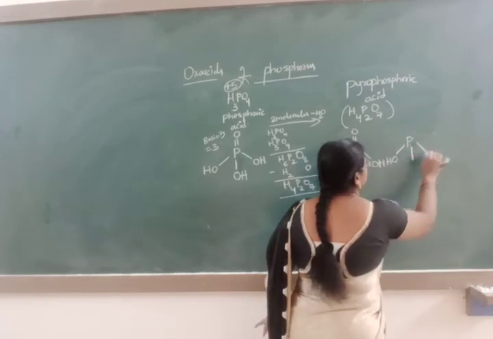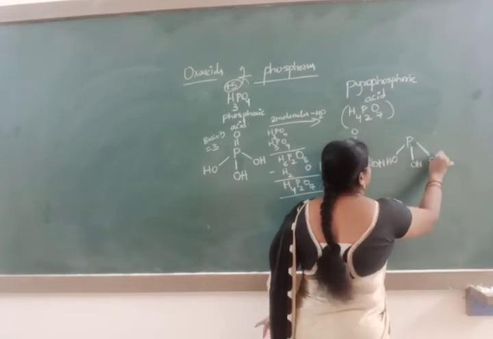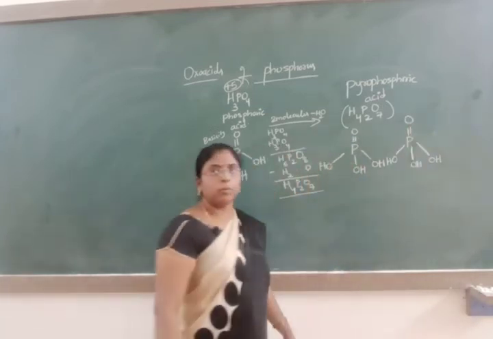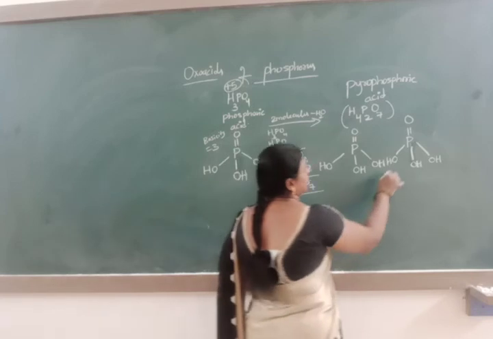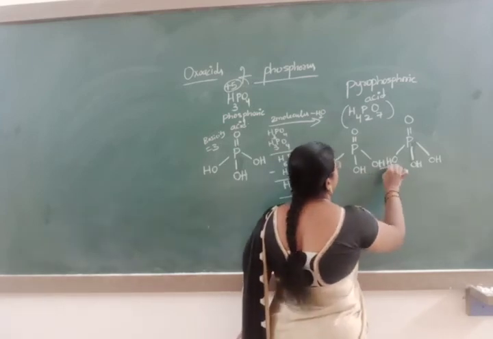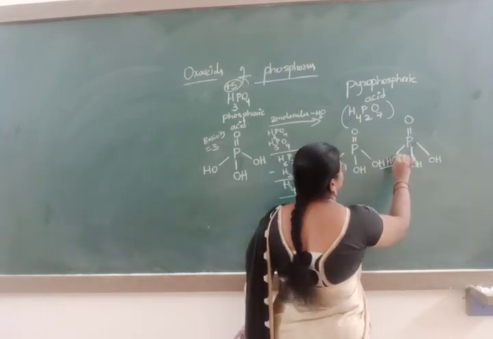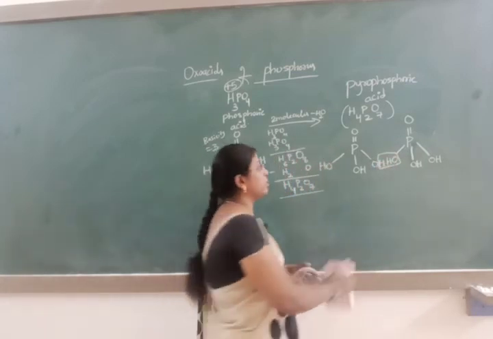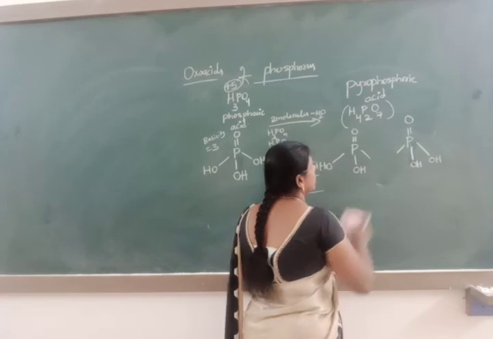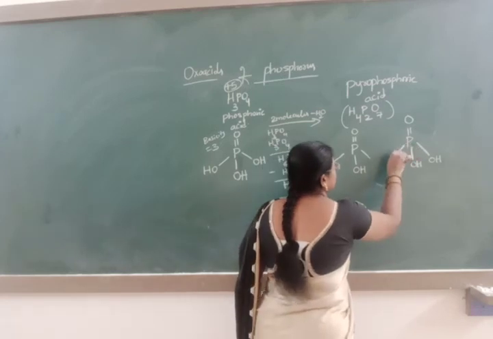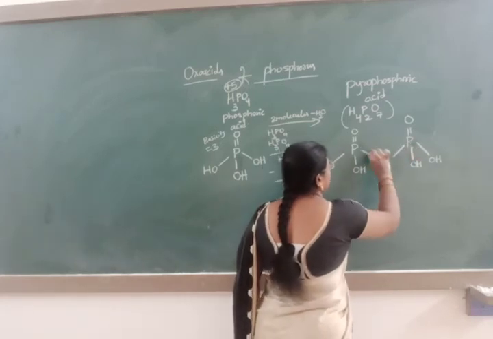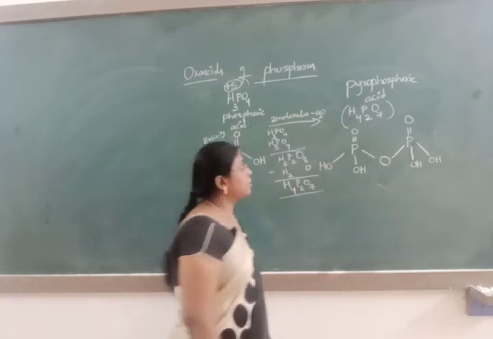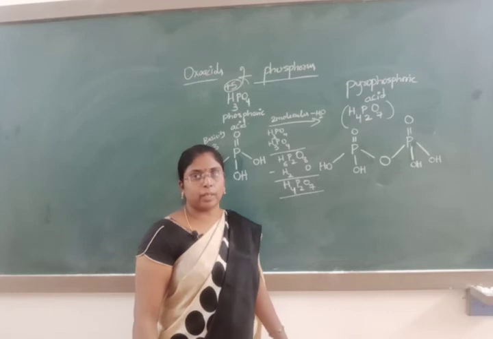I can write down here OH, OH, and this becomes double bond O. If I remove one water molecule from this one, that is here H2O. So what remains? Only one oxygen remains here. It will form as a POP bond. This is the structure of pyrophosphoric acid.